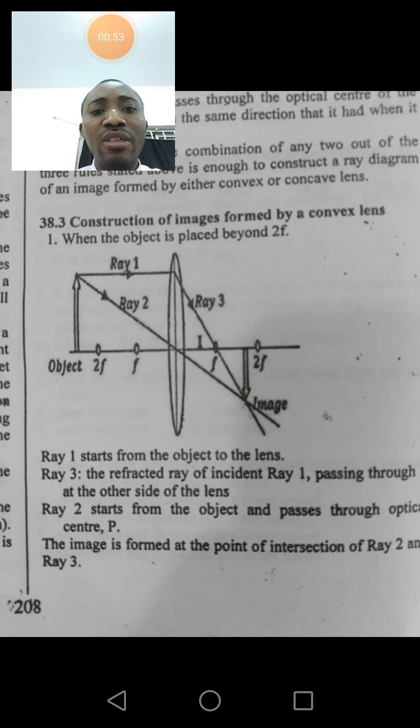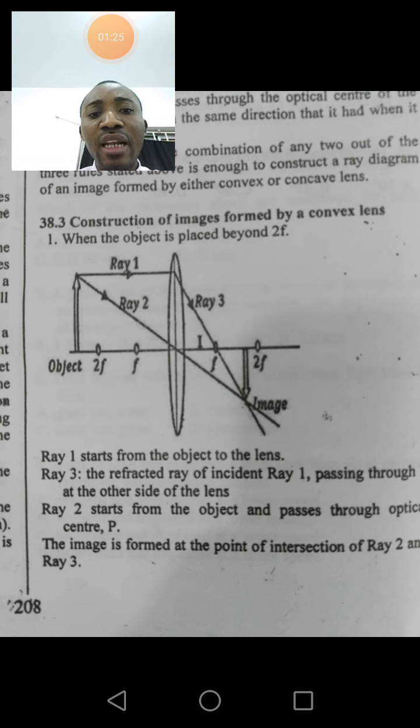This is the diagram of a convex lens. Okay, so you are seeing ray 1 and ray 2. To construct a ray diagram, you need at least 2 rays from the luminous object. It can be 3 rays, but you need at least 2 rays. And there are conditions or rules that we must follow to construct the diagram. If you look at ray 1, it is parallel to the principal axis. And you also see that ray 2 is passing through the optical center.